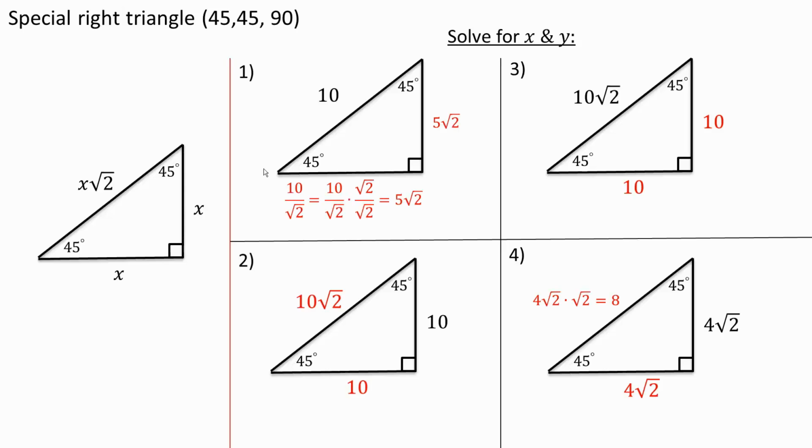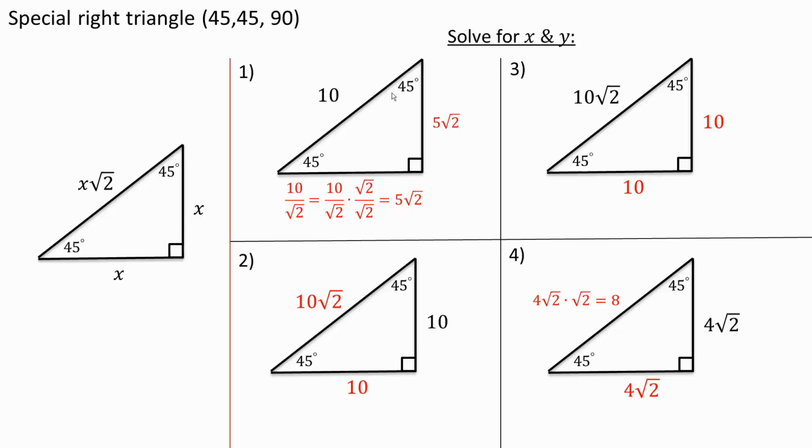So with all four of these problems, we have 45, 45, 90. And this value right here is given, and it's 10, and that corresponds to 90 degrees. And so we know that the 45 degree would be this value divided by the square root of 2. So 10 divided by the square root of 2. Now we can rationalize the denominator by multiplying the square root of 2 divided by the square root of 2. So we get 10 times the square root of 2 divided by 2, so 5 square root of 2.